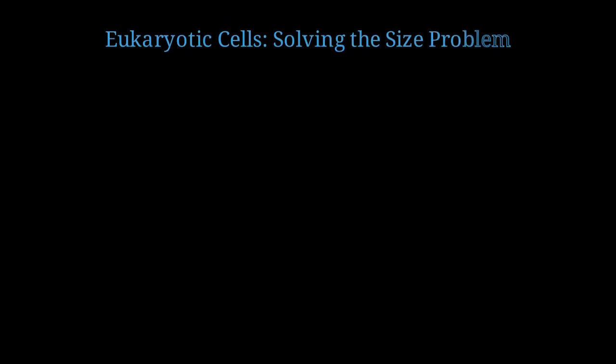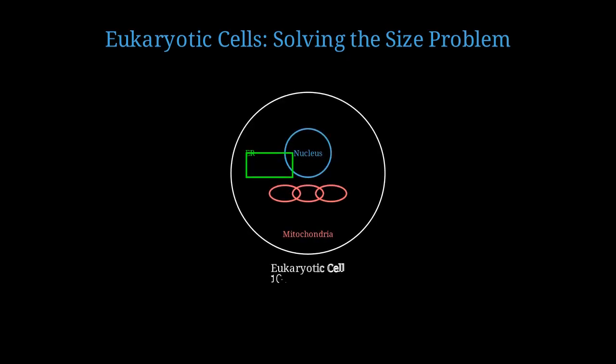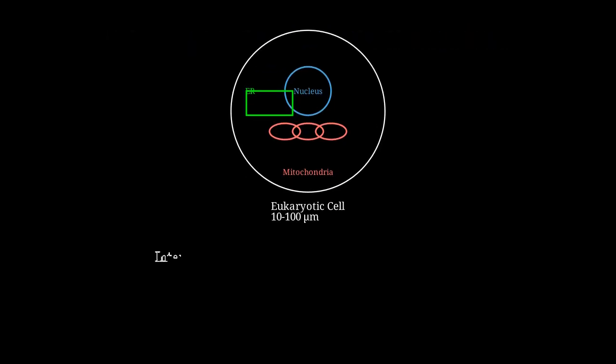Now let's discuss how eukaryotic cells partially solve the size problem and became larger than bacteria. Eukaryotic cells have internal membrane systems. The endoplasmic reticulum increases internal surface area. Mitochondria handle energy production. This compartmentalization allows larger size. The key insight is that internal membranes increase the effective surface area without increasing the outer radius. This partially solves the scaling problem.